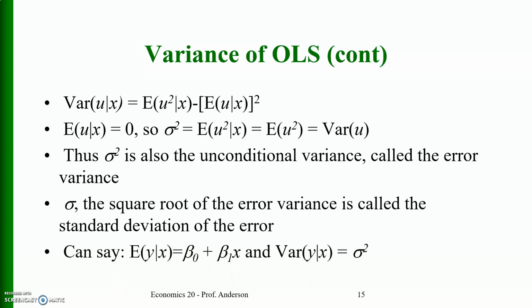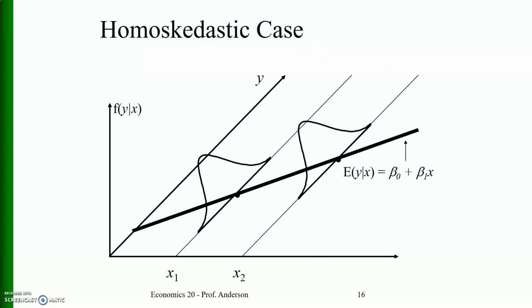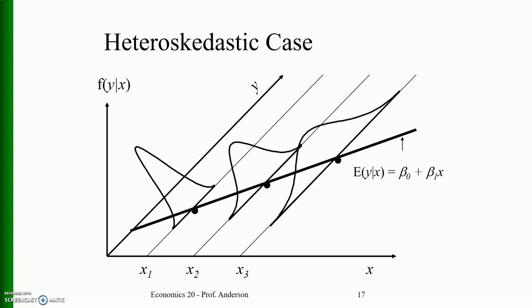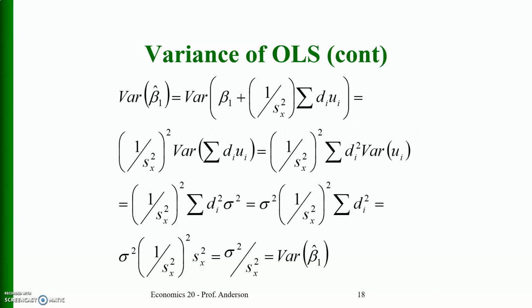And we can say the expected value of y given x is equal to beta naught plus beta 1 x, and the variance of y given x is equal to sigma square. This figure shows the homoskedasticity case. You see that the variance is constant across the observations. This is the heteroskedasticity case. You see, as x increases, the variance also increases.